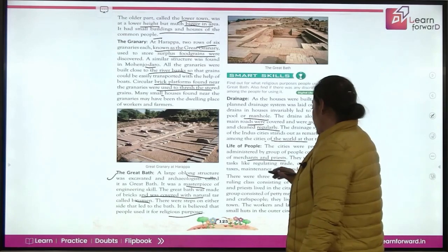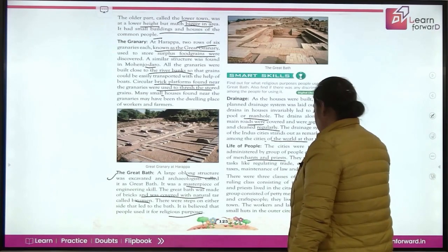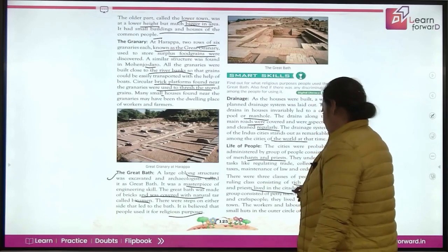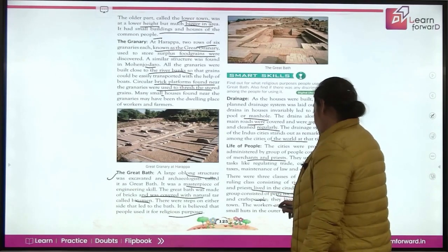Let us understand three classes. The first class is the ruling class, so all of the rich merchants and priests. Second category, middle-class merchants, artisans, craftsmen, and the lower class, you have workers and laborers.